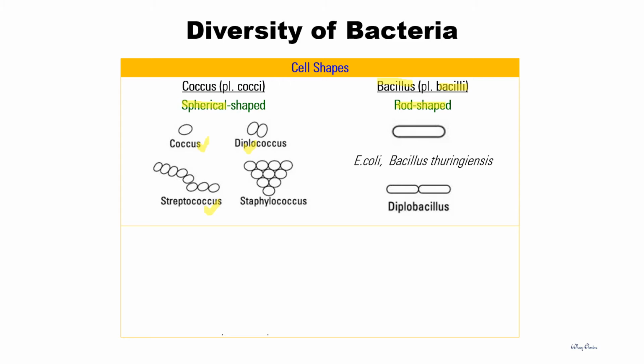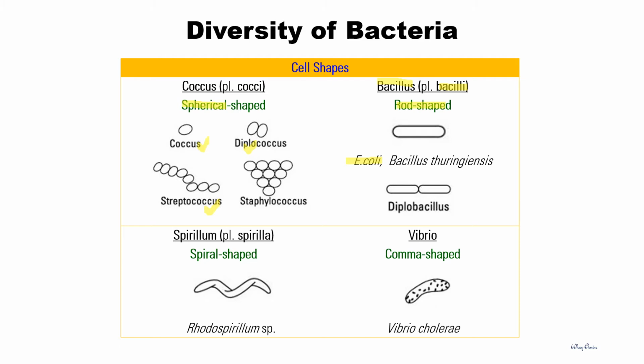The typical examples are E. coli and Bacillus thuringiensis. Some of the bacilli will be found in pair. It will be called Diplobacillus. The next is the bacteria in spiral shape, which is Spirillum or Spirilla. So the examples are such as Rhodospirillum species. The next is the bacteria in comma shape. We call it Vibrio. The example is Vibrio cholerae.